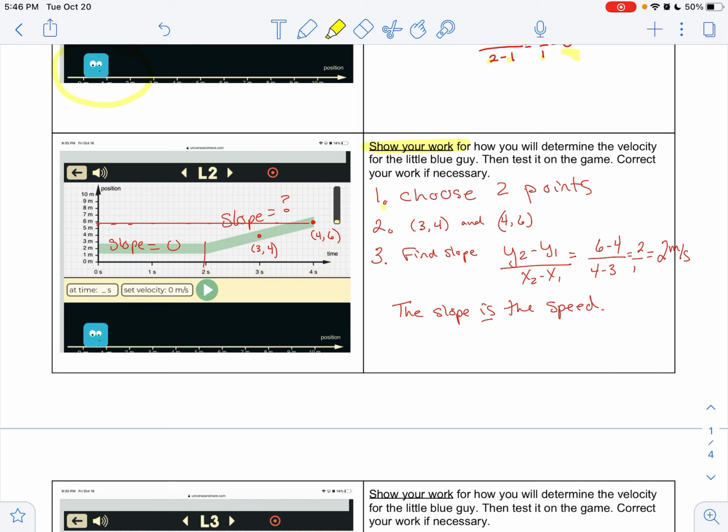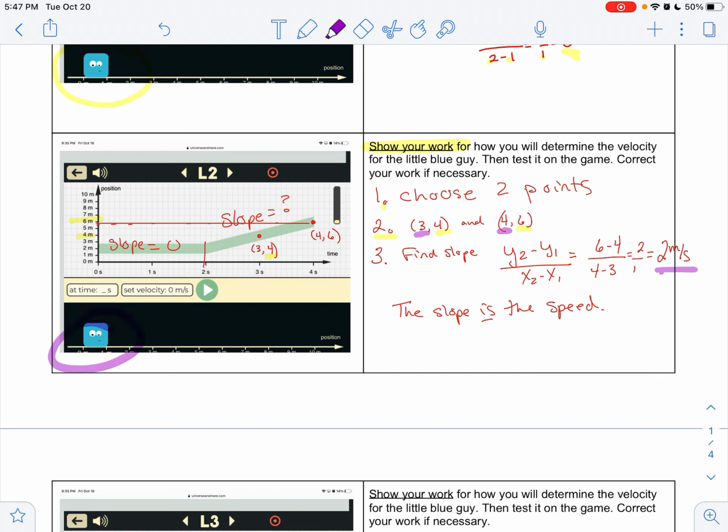So I picked 2 points on the graph. I chose these 2 red dots I put there in the center of the green, 3, 4, and 4, 6. At 3 seconds, it was at 4 meters. At time 4 seconds, it's at 6 meters. To find the slope, I do y2 minus y1 divided by x2 minus x1. And I wind up with 2 meters per second for my slope, which is the speed of this little blue guy after time 2 seconds.